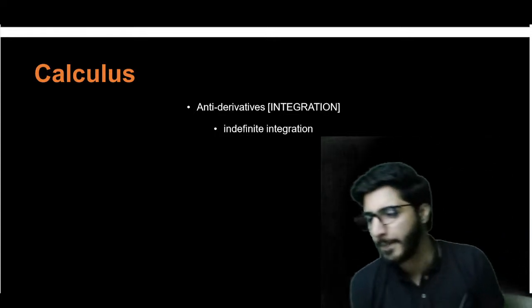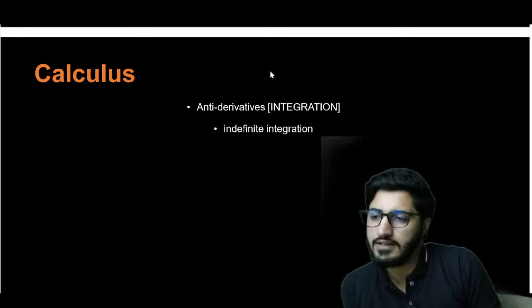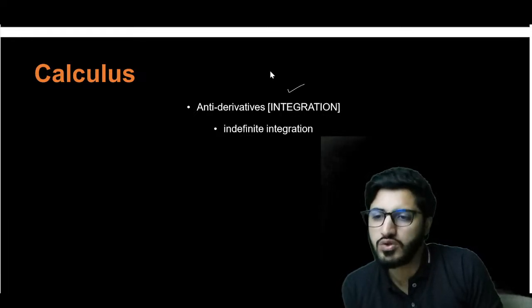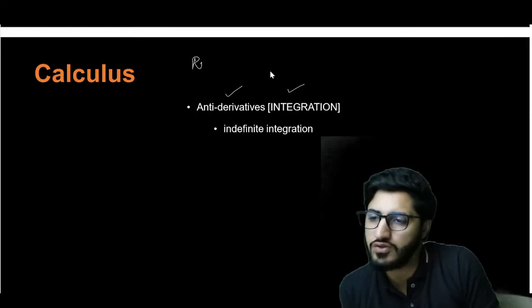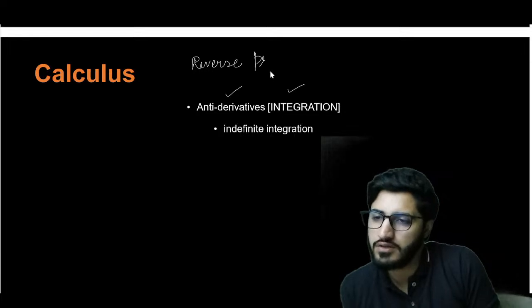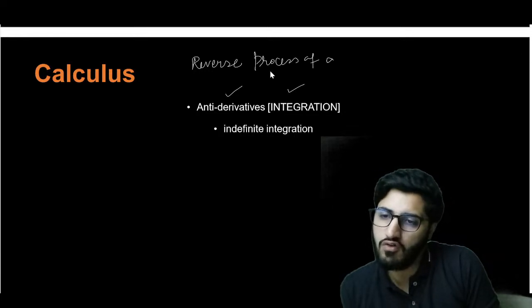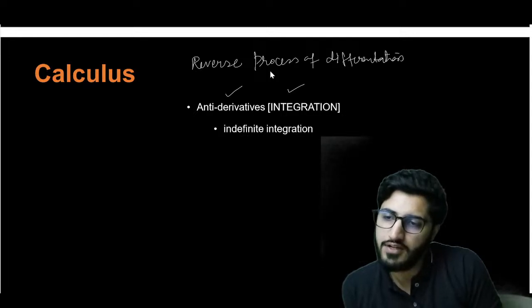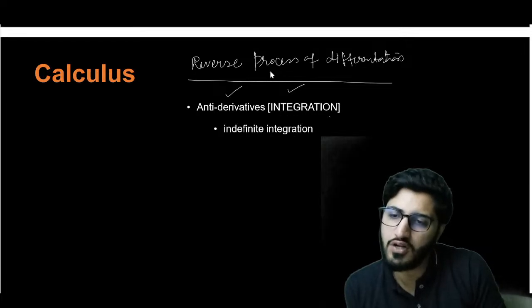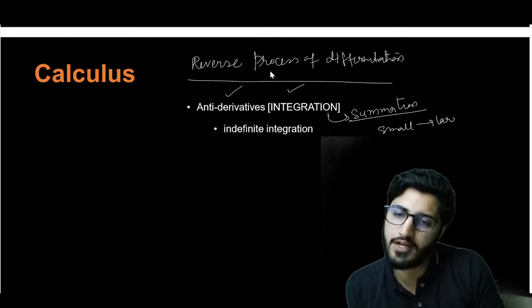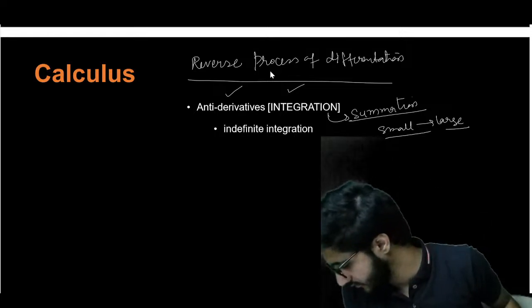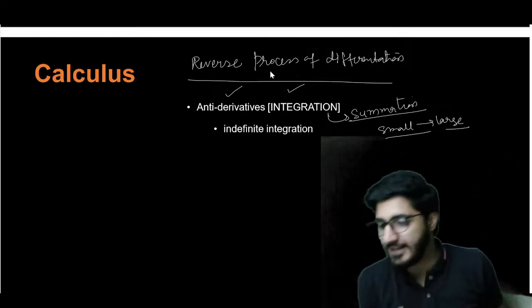Clear? Now look, this integration is also known as the antiderivative, or the reverse process of differentiation. I can write here: it is also a reverse process of differentiation. Integration is also a summation part. If you want to go from small to big, or small to large portion, you have to do the integration.